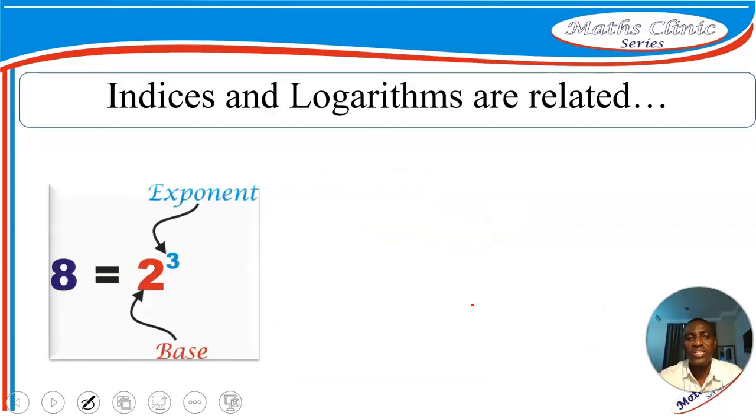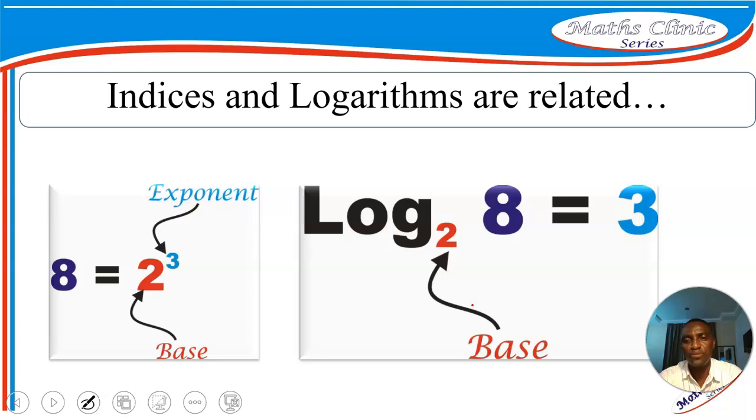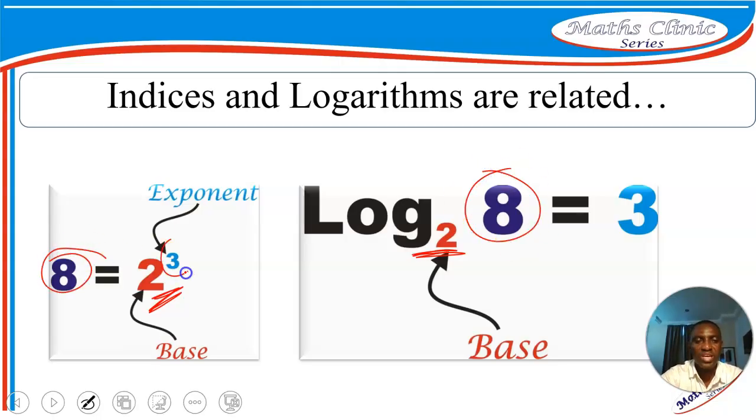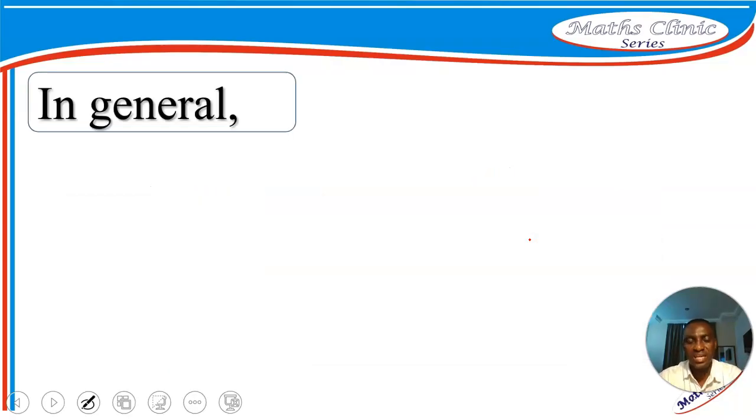Okay, and so in indices, if I have 8 is equal to 2 to the power 3, or 2 exponent 3, the 2 is the base, the 3 is the exponent. When I relate it in terms of log, the base 2 in indices here still becomes the base of the logarithm. And then the 8 here is the main log, and the 3 exponent here becomes the answer to the question that has been asked: how many times will I multiply 2 to get 8? And that is the relationship between indices and logarithms.